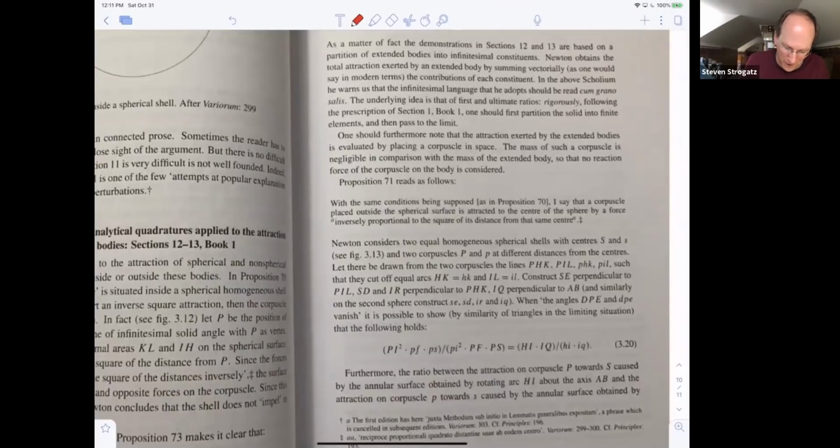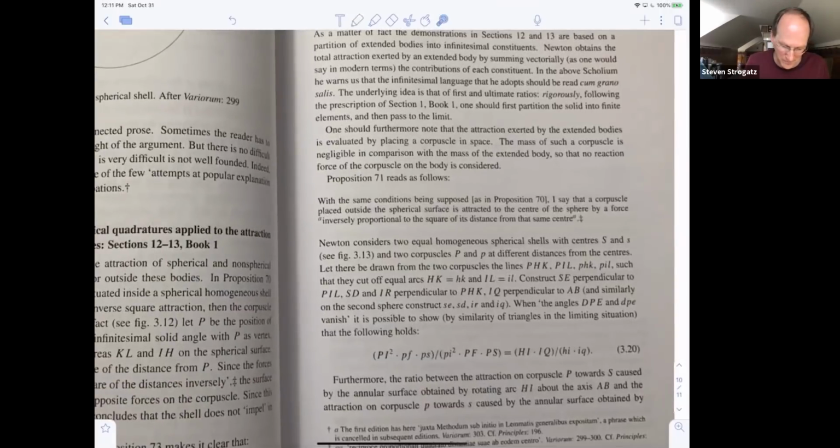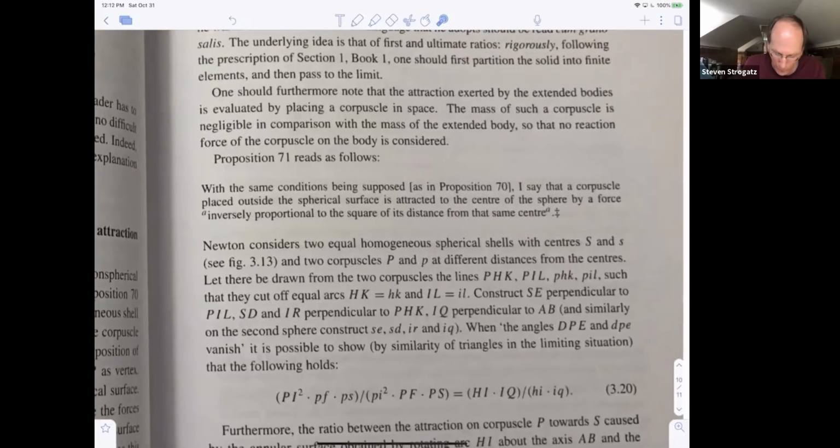In the Principia, Newton writes, Proposition 71. He says, I say that a corpuscle, a little test mass, placed outside the spherical surface is attracted to the center of the sphere by a force inversely proportional to the square of its distance from that same center. In other words, a spherical shell attracts a test mass as if all the mass were at the center of that spherical shell. So that's what he means by a spherical surface, a spherical shell.